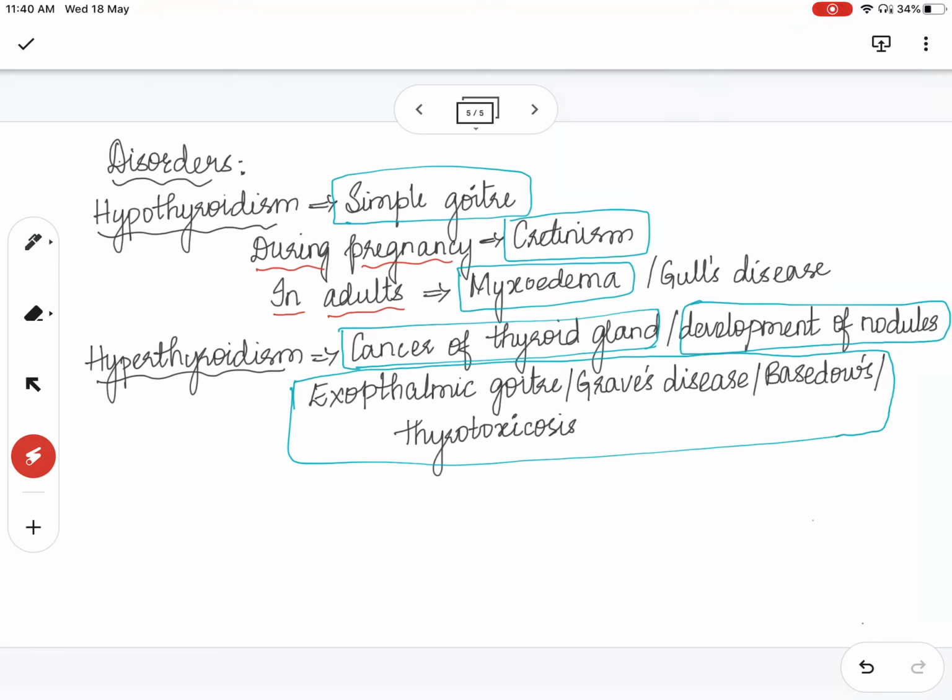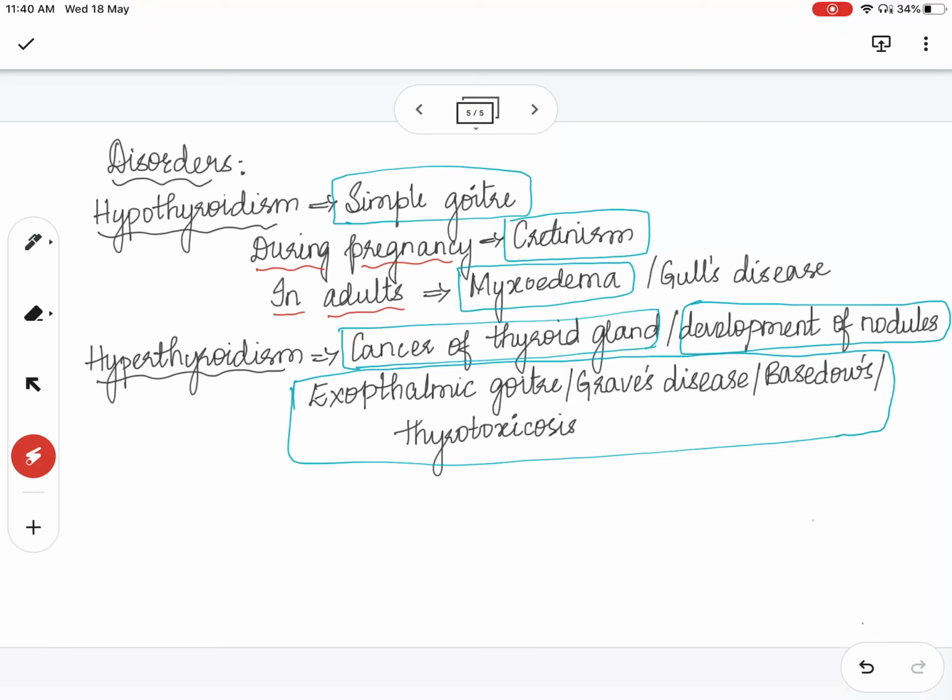Similarly, if hyperthyroidism is seen, that means if at all there is cancer of the thyroid gland or development of nodules, thyroid secretion will be increased to abnormally high levels. So that is when these conditions will be seen. Apart from that, there is another one, that is exophthalmic goiter, Graves disease, also known as Basedow's disease, also known as thyrotoxicosis. Each and every name I've mentioned in this video, trust me, any of the names they can use and give us questions. So I've mentioned each and everything. This will be really helpful to you.